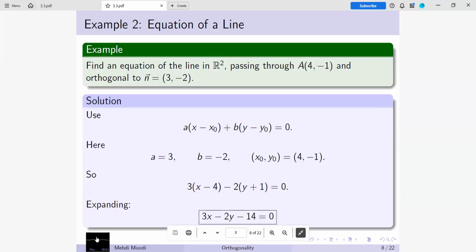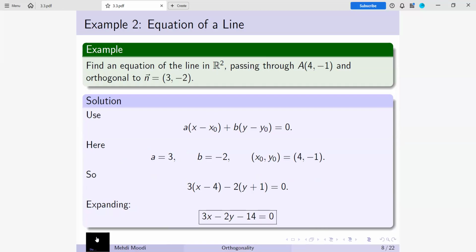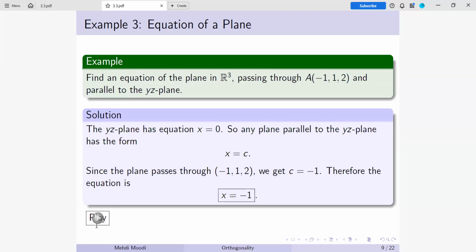Plug the point and normal vector into the formula and simplify. This is one of those rare times where the formula does almost all the work for you. A plane parallel to the yz plane has x fixed. Since the point has x-coordinate -1, the whole plane lives there forever.